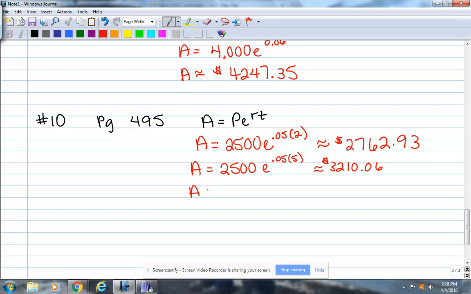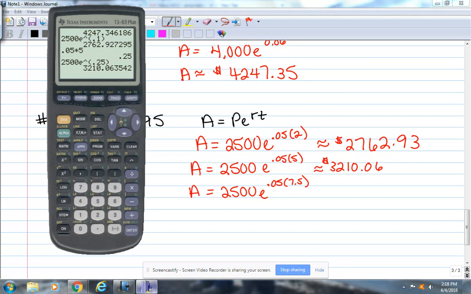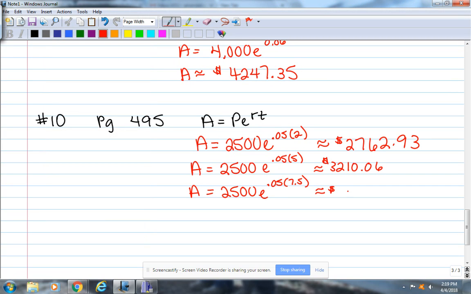And then what's the last one they wanted me to try? After how many years? 7.5. So it's 0.05 times 7.5. So when you do that first, 0.05 times 7.5. This is real life stuff, isn't it? This is good math. 0.375. So 2,500 times E to the 0.375. $3,637.48. Very good. We gained $1,137. So not bad if you have $2,500. You can stick away for 7.5 years, right?